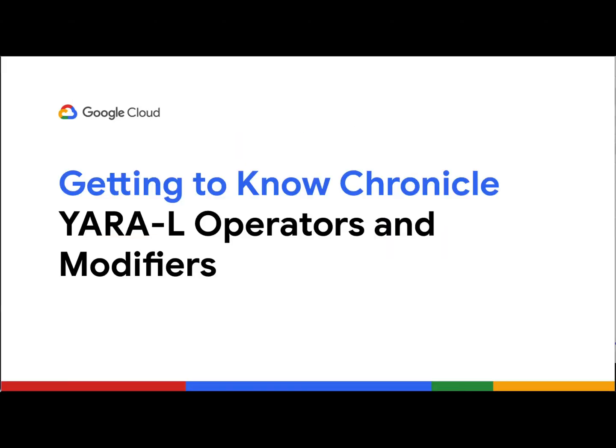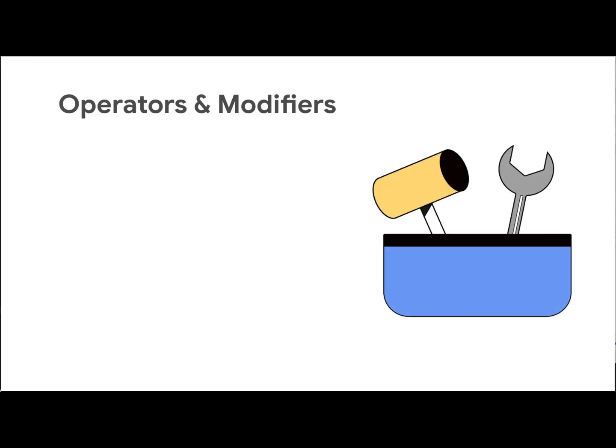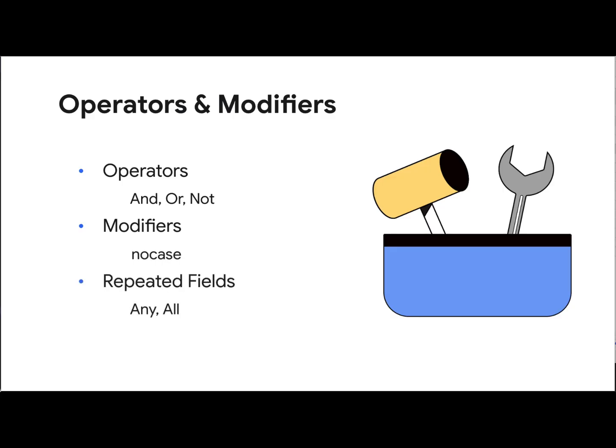Welcome to Getting to Know Chronicle. I'm John Stoner, a member of the adoption engineering team here at Google Cloud, and today we're going to talk about YARA-L operators and modifiers. When it comes to YARA-L rule building, we need a way to build event criteria for our detections. Operators and modifiers provide some of the essential tools in our toolkit to make this happen. When working with repeated fields, we also have any and all, which help us work with those fields as well.